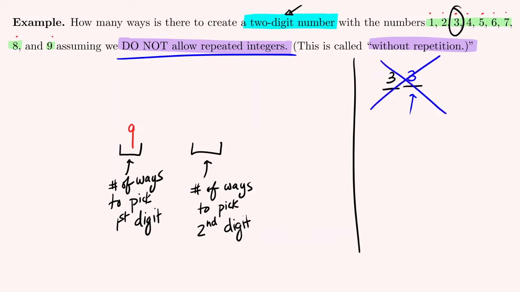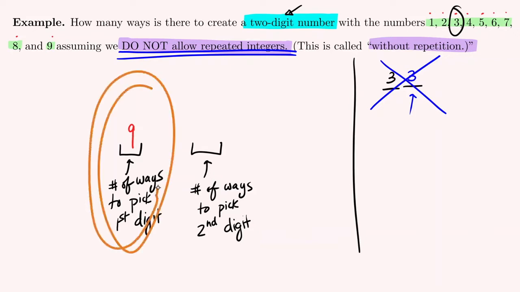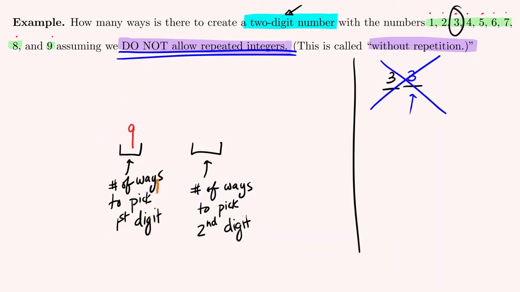No, that's not allowed because they said we could not repeat integers. So whatever we've picked for the first digit, it cannot occur again in the second digit because they said no repetition. Now, how do we take that idea and apply it to counting? Well, we don't actually know what digit I picked first. The whole part of this process is leaving it somewhat abstract. We're just counting the options.